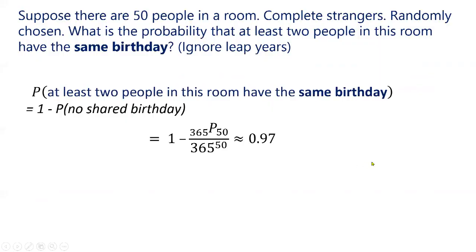So the probability of this event is 0.97, which is approximately 97%. That means if you have a room of 50 people, the probability that at least 2 people in this room have the same birthday is pretty high, right? Okay, any questions?